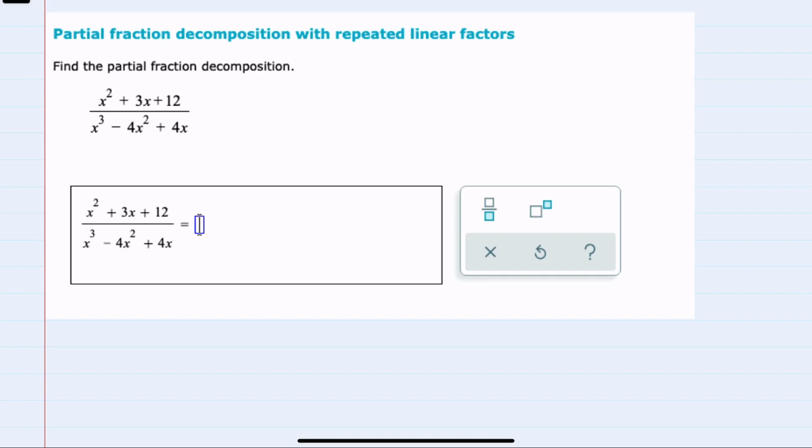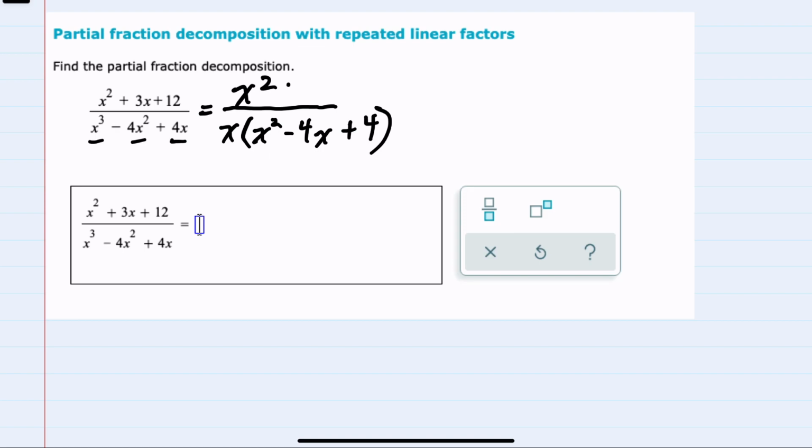In this video, I'll be helping you with the ALEKS problem type called partial fraction decomposition with repeated linear factors. To start our decomposition, I need to make sure that the denominator is fully factored. At a glance, I can see that I should factor out an x, leaving me with an x squared in the first term, a minus 4x in the second term, and a plus 4 in the last. Just bringing over that numerator.